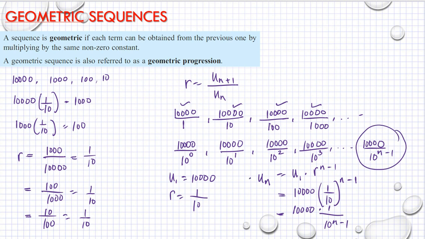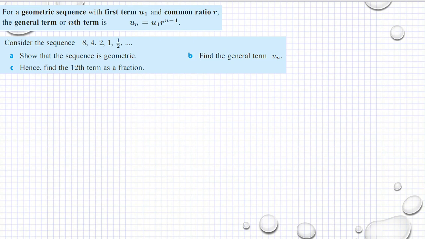Okay. Now we go back to this example here. Show that the sequence is geometric. How can we show that? If we can find r, which is common to all of them, we have 4 divided by 8, which is 1/2. That should be equal to 2 divided by 4, which is 1 divided by 2, and 1/2 divided by 1. And as you can see here, our r is equal to 1/2. That is our common ratio.